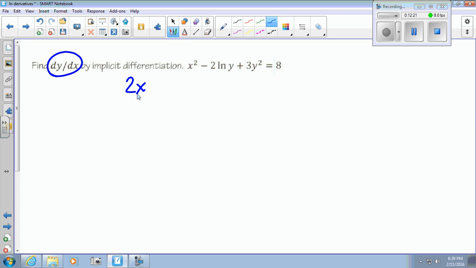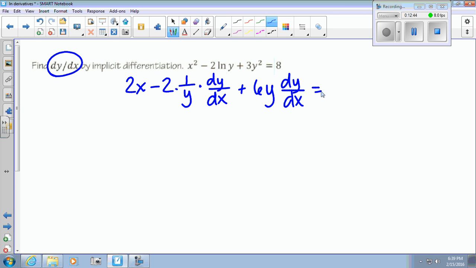So derivative of x squared is 2x. 2 ln y, the 2 will multiply times the derivative of ln y. Okay, and the derivative would be 1 over y times, again, since it's a y, we need the dy dx. It's like a chain rule. And then the derivative of 3y squared would be 6y dy dx. And the derivative of 8, since it's a constant, would be 0.